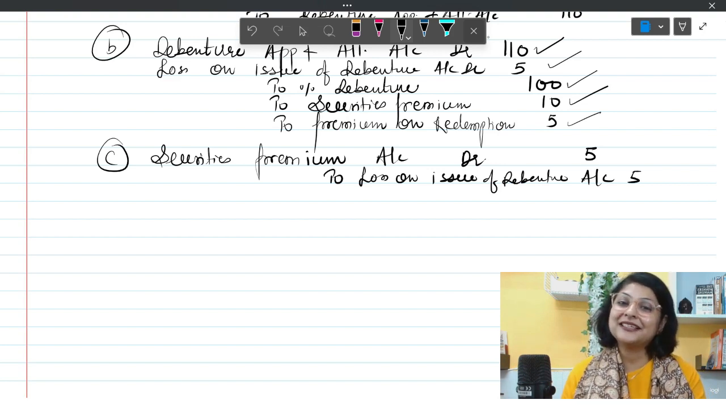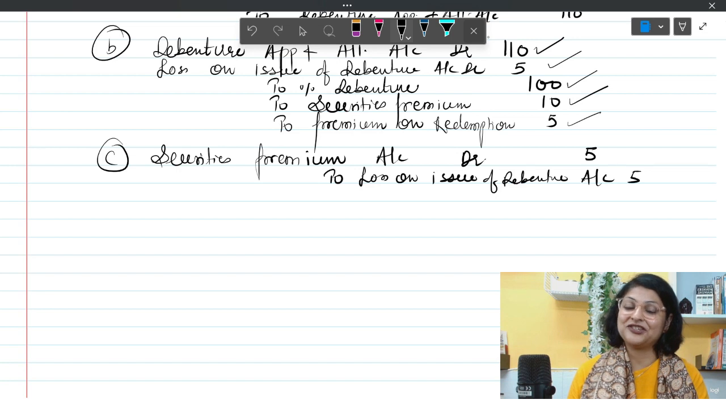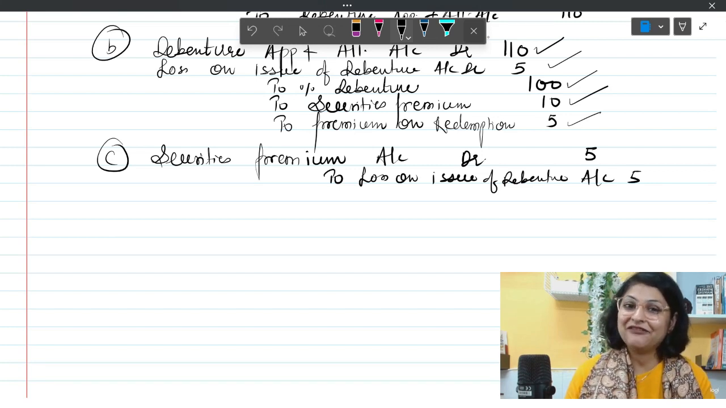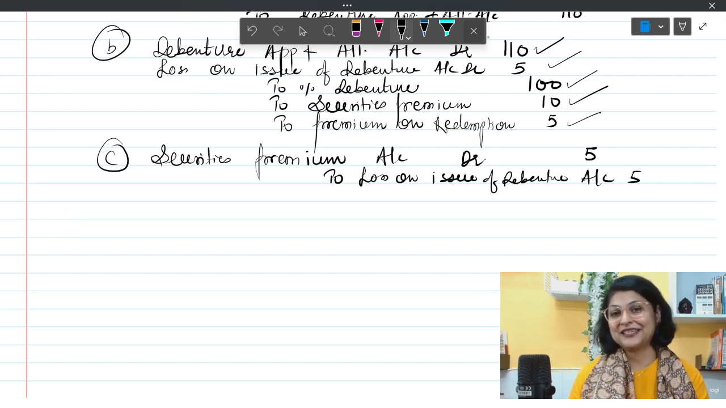So altogether 6 cases of issue of debenture with terms of redemption we have done. You have to go through these entries at least 2 to 3 times and then you will be ready to solve the question. So in the coming class we will see one question related to this concept and then we will move ahead to another concept.